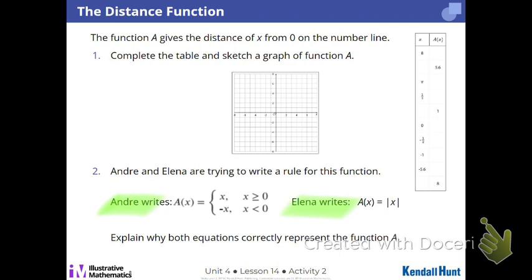And I'm going to let you know, focus up. Andre's is trickier at first for most people. Doesn't mean you can't do it, okay? So you got to figure out why is Andre right. Make sense of it. I'm going to start filling out the table.